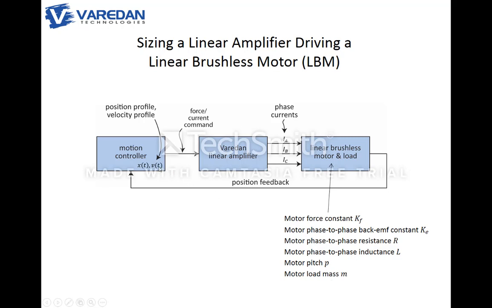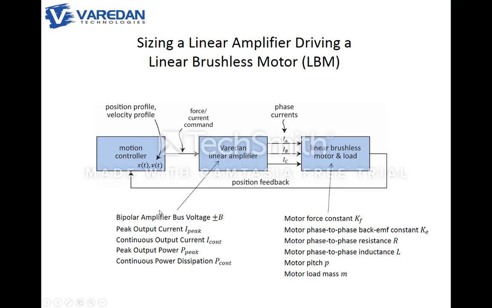With these quantities and the velocity profile, we can solve for the 5 key amplifier requirements: the bipolar amplifier bus voltage, the peak output current, the continuous output current, I continuous. Equivalently, this is sometimes referred to as the average RMS current. The peak output power dissipated in any one transistor, and then the continuous power dissipation in the heatsink, or equivalently the average power transmitted to the heatsink.